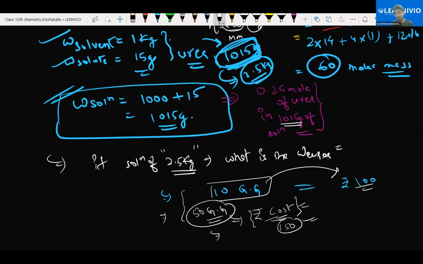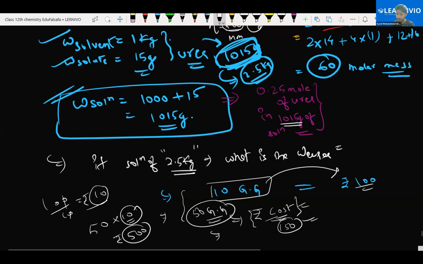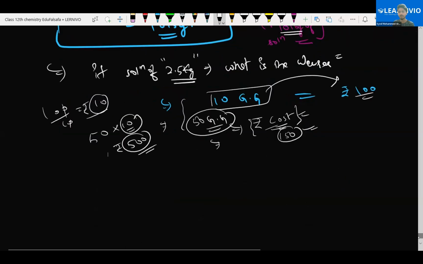So how are you able to get the price of one golgappa? Just divide 100 by 10. If you divide 100 by 10, what do you end up getting? You get 10 rupees for one golgappa. So if I am eating 50 golgappa, what is the price of 50? You just multiply by the price of 1. So it is 500. Got it or not? It's very simple.